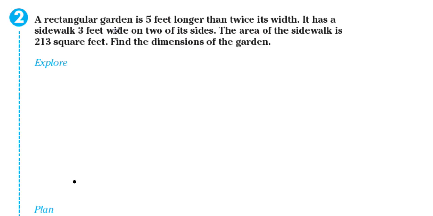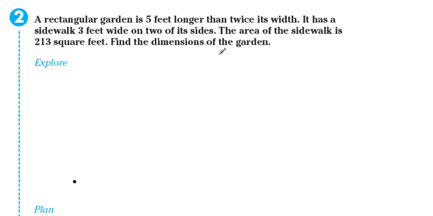A rectangular garden is 5 feet longer than twice its width. It has a sidewalk 3 feet wide on 2 of its sides. The area of the sidewalk is 213 square feet. Find the dimensions of the garden.